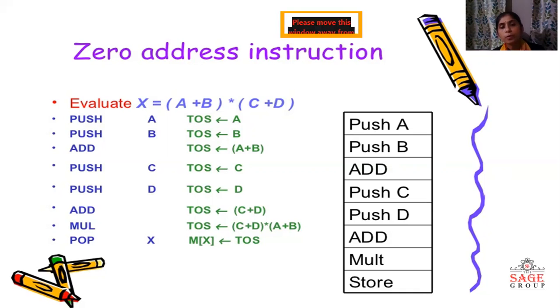So in this way we have discussed the different instruction formats. Four types of instruction formats we have discussed: 3 address, 2 address, 1 address, and 0 address instruction.